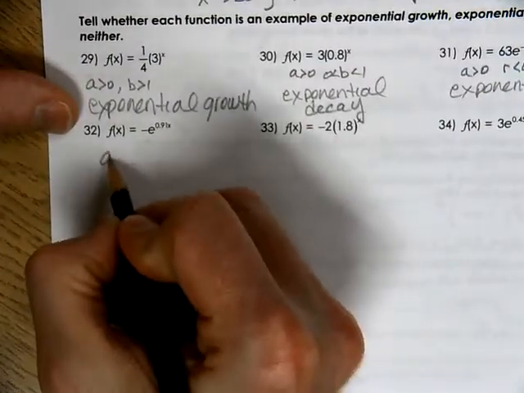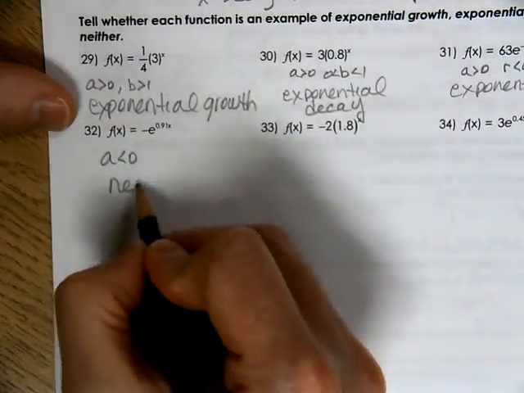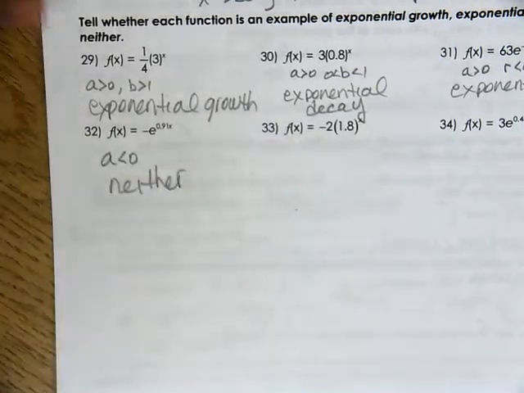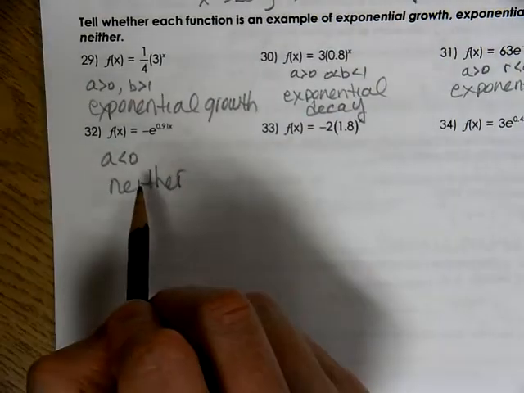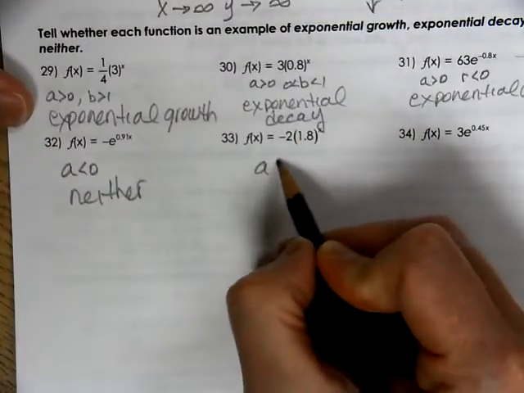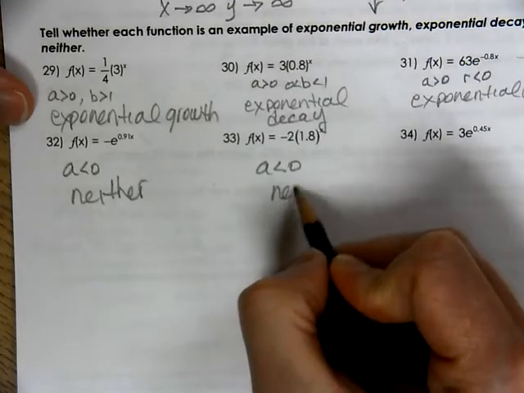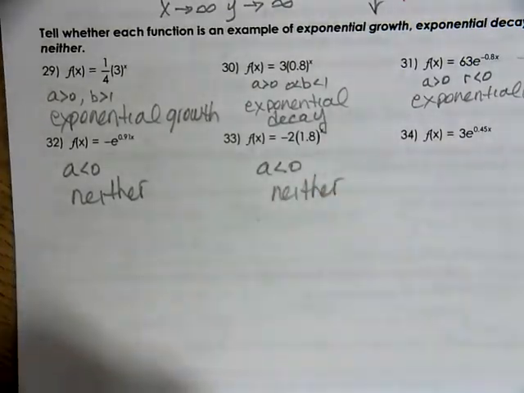Here we have the a value that's less than 0. We can stop right there. This is neither. This would be reflected over the x-axis. This here, the a value is less than 0. We can stop right there. And this is going to be neither.